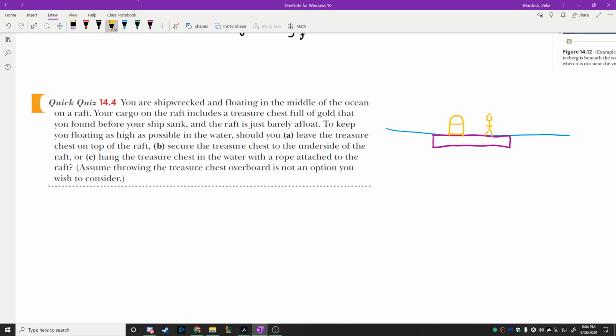Ultimately, the question is, suppose that you take this treasure chest and you put it underneath here. Is it going to cause the raft to go up or down? Now, I could back it up in an even simpler way. What happens if we just throw the treasure chest overboard? Certainly, it's going to float up higher, right? But what happens if we put it underneath so that it's in the water? Does that cause the raft to go up, or does it cause it to go down?